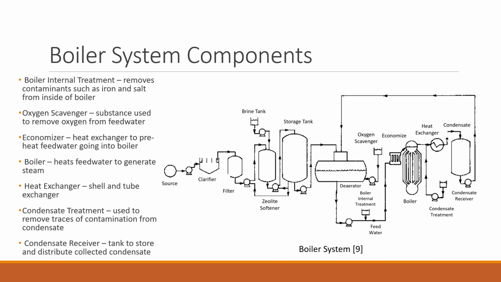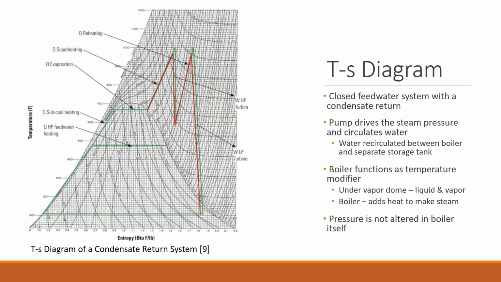Lastly, you'll see the condensate treatment and the condensate receiver. The condensate treatment is used to remove traces of contamination from the condensate, like I addressed earlier in the presentation. And the condensate receiver is the tank that's used to store and distribute the collected condensate to recirculate it back into the system. Next, we'll talk about the TS diagram.